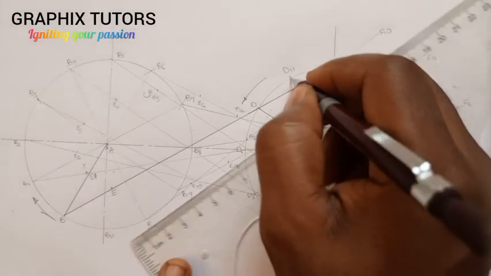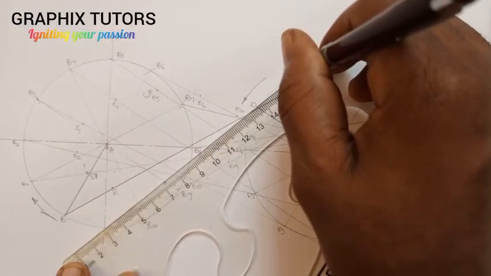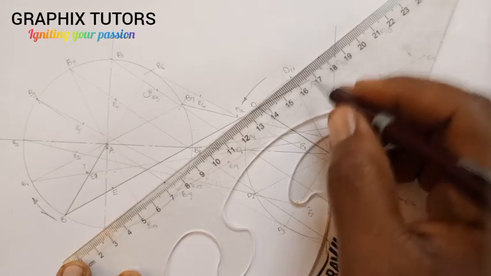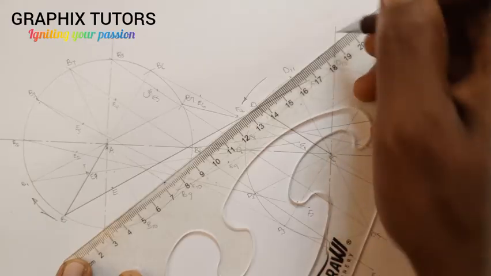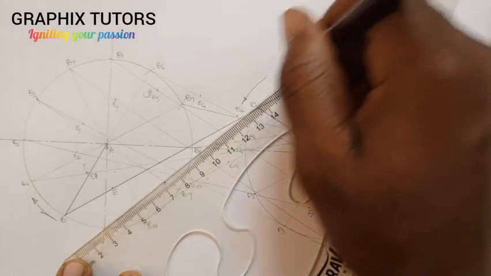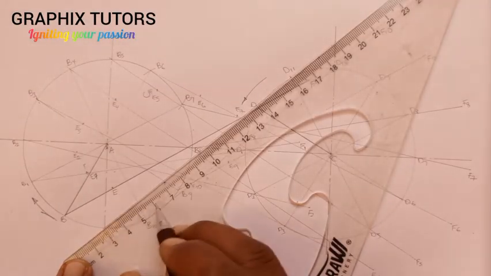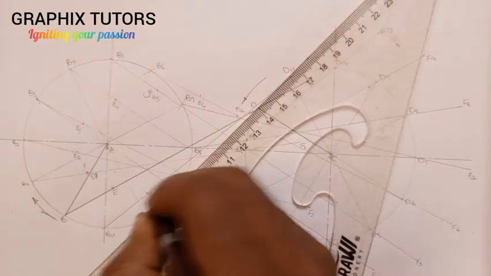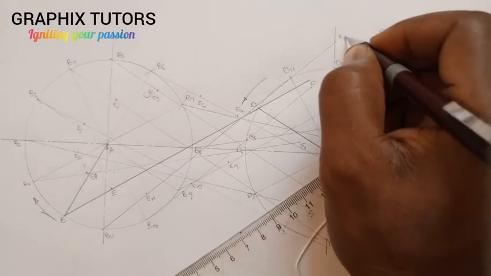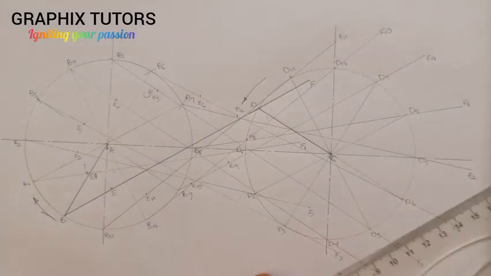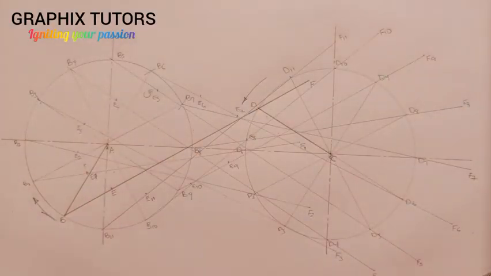Then D11 to B11. See that? If I join them, I'll start from 16, 0, 10, 20, 30. Then move here. I'll measure 30 here from 3. This is 0, 10, 20, 30. So this point will be my E11. This is my F11. All good. So I have successfully drawn all the points. Now it's for me to connect all the points.